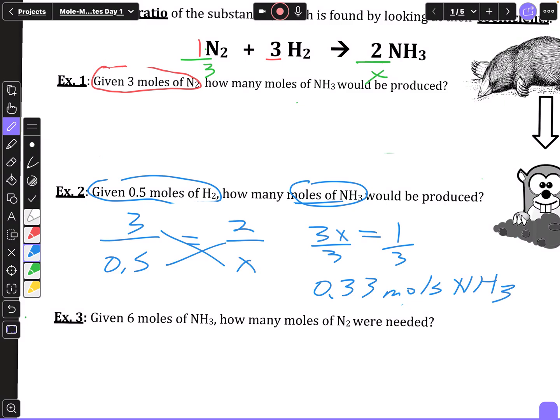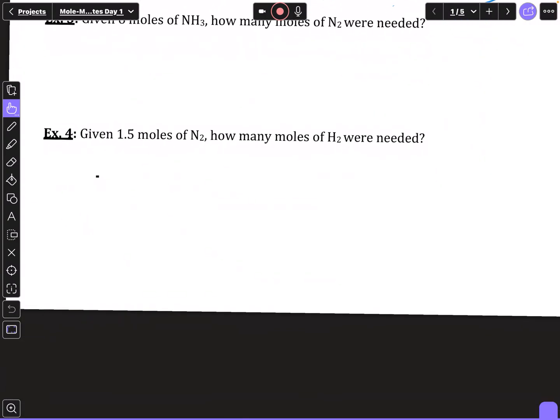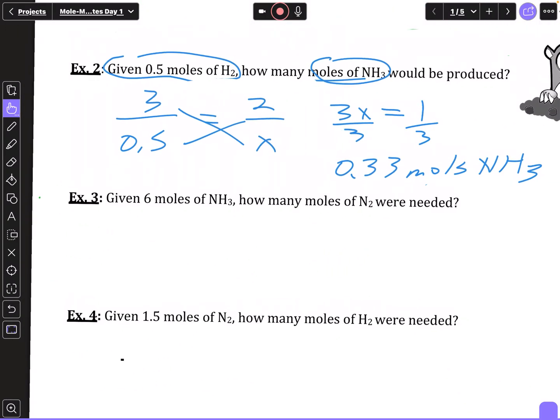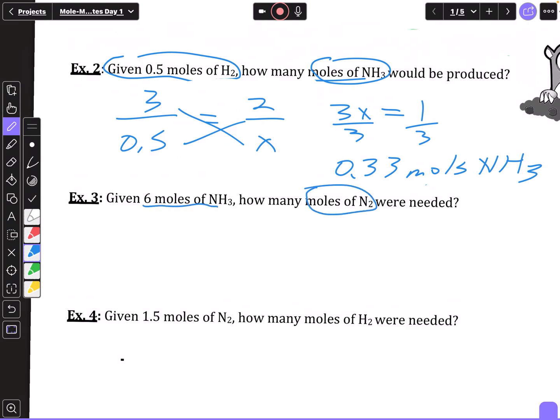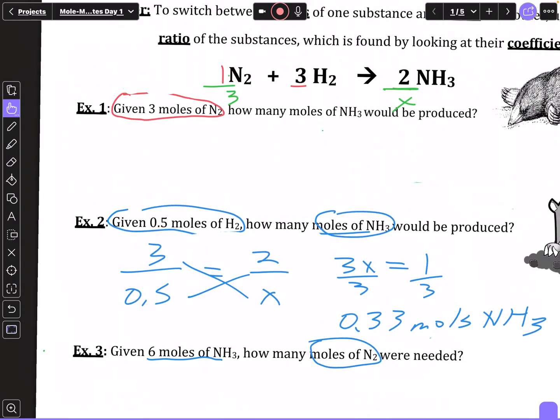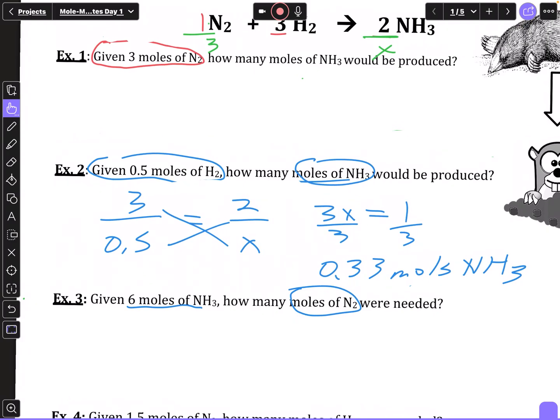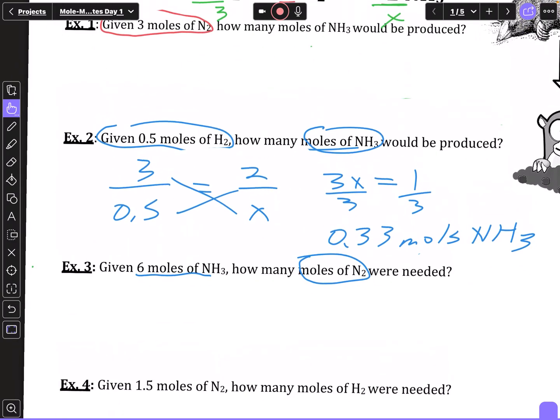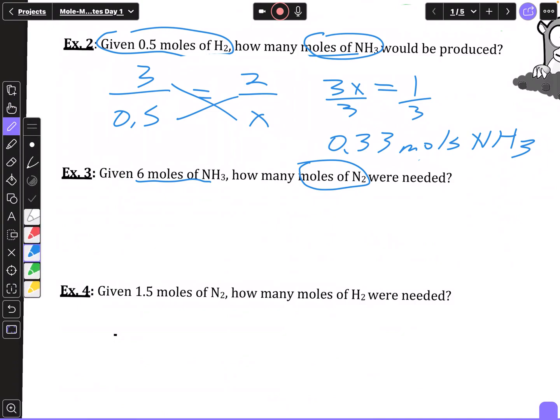Okay, let's look at the next one. If I'm given 6 moles of NH3, how many moles of N2 were needed? So I'm relating NH3, that's what I'm given in the problem. What I'm wanting to look for is moles of N2. So I'll look back at my balanced equation. What relates those two things? Well, 1 mole of N2 produces 2 moles of NH3. So my conversion factor would be 1 mole of N2 equals 2 moles of NH3. This is what the balanced equation tells me.